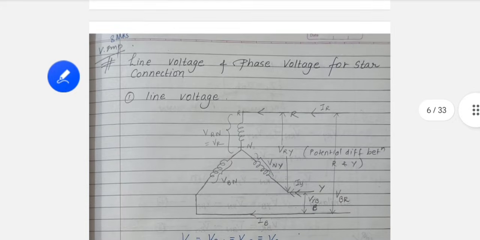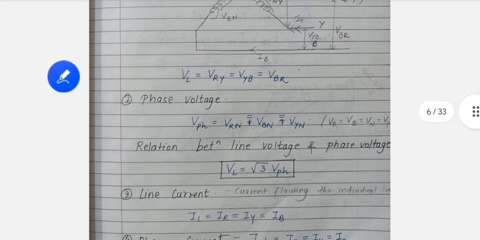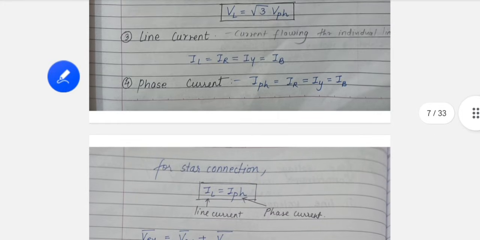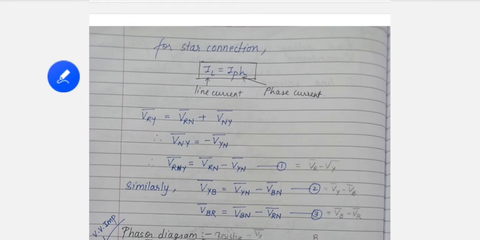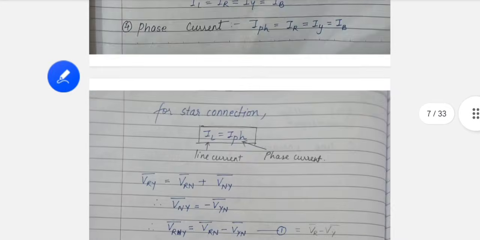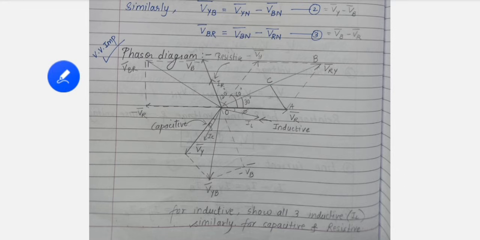So first of all, you have to draw this diagram. You have to mention line voltage, phase voltage, the relationship between line voltage and phase voltage, and then line current, phase current. Okay, then the relation between line current and phase current, and then you have to draw this phasor diagram, and you have to remember what the question type is. If the question is general, then you have to show all three: inductive, capacitive, resistive. But if it is for an inductive circuit, a capacitive circuit or a resistive circuit, that time you have to replace the current at that position, and I hope you can do that.